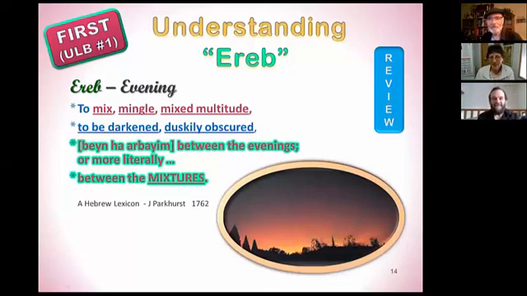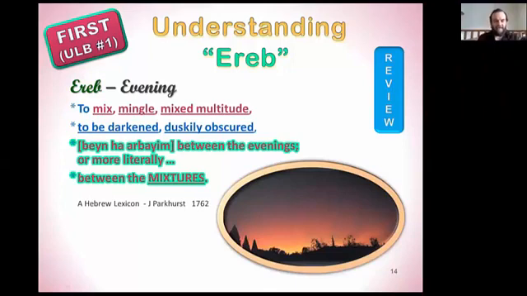Okay. Understanding Aibv. Aibv, evening: to mix, mingle, mixed multitude, to be darkened, duskily obscured, or ben ha-arba'im, between the evenings, which is more literally between the mixtures. And those mixtures are what makes up the twilights before sunrise and after sunset. This is taken from the Hebrew lexicon of John Parkhurst. You'll notice the date, it's 1762, and this particular lexicon does not use the Masoretic vowel points.